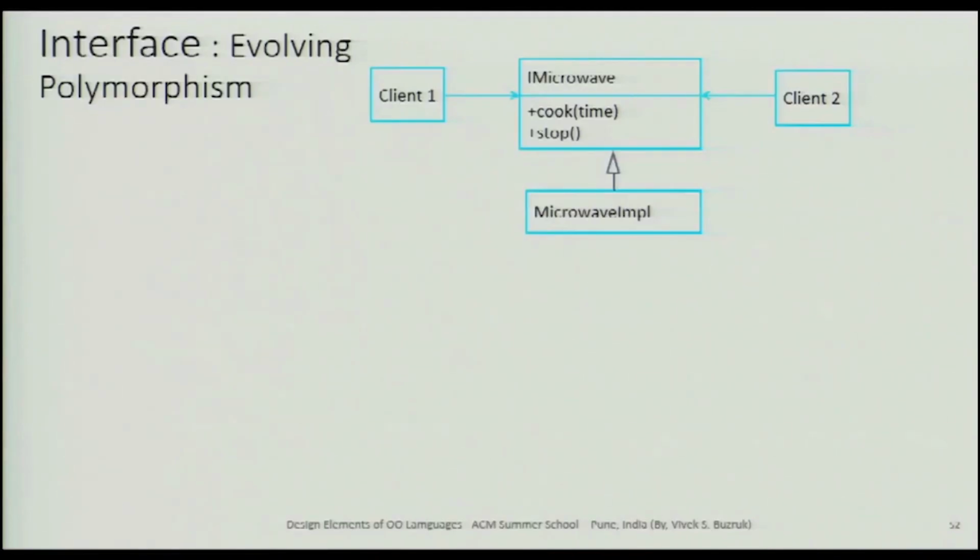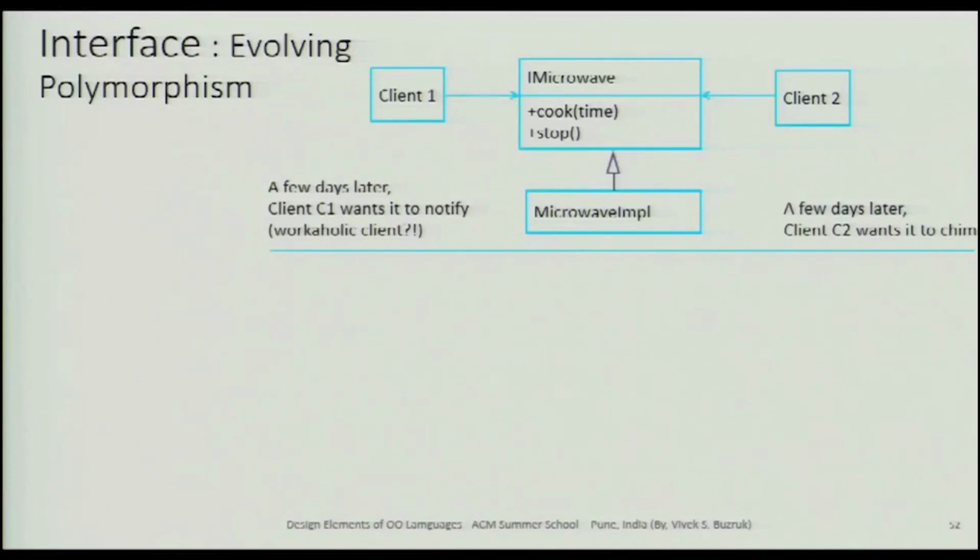Microwave as an interface, and a microwave implementation is implementing it, and client 1 is using it, client 2 is using it. Initially there are two operations, cook and stop. Now a few days later client C1 wants to notify the workaholic client, basically he wants a notification to be sent that you have started it, you have not stopped it.